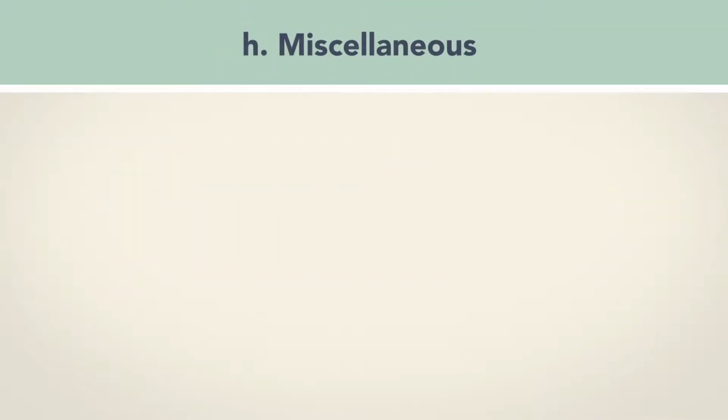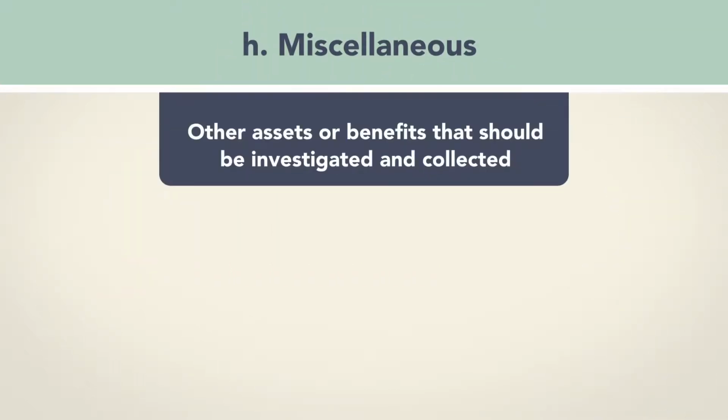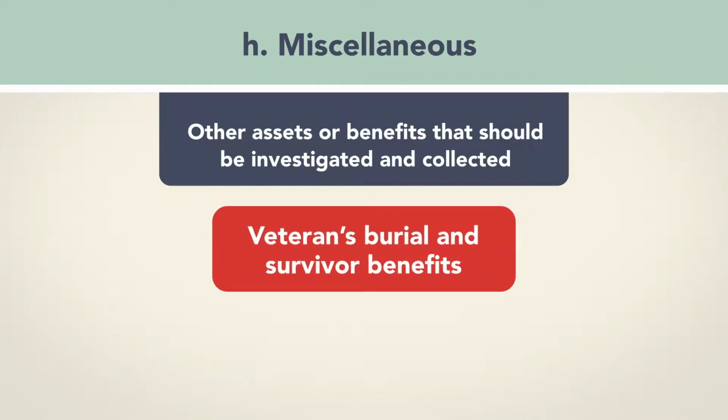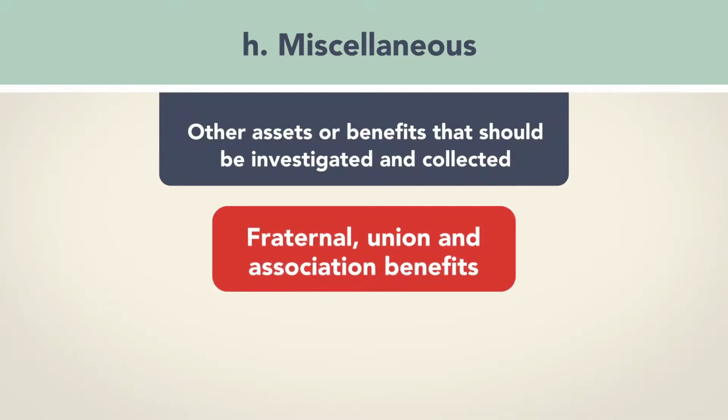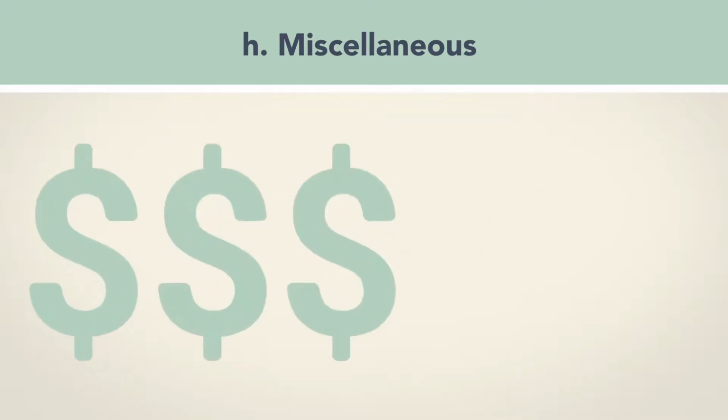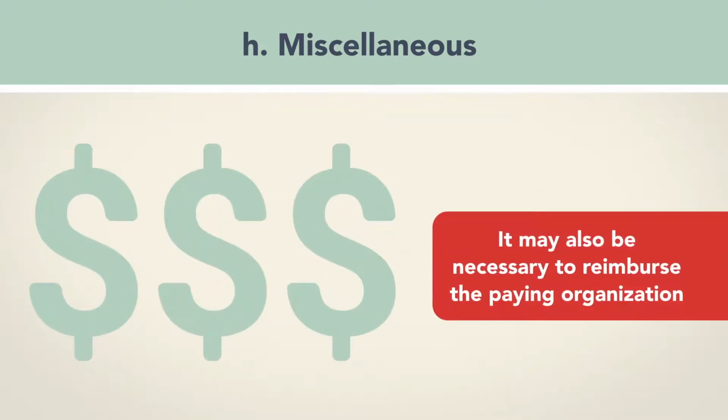H. Miscellaneous. Other assets or benefits that should be investigated and collected include Social Security benefits, veterans' burial and survivor benefits, fraternal, union, and association benefits, and employer or retirement benefits. Where the deceased person has been paid a benefit in advance, it may also be necessary to reimburse the paying organization for funds paid in excess of the amount due through the date of death.